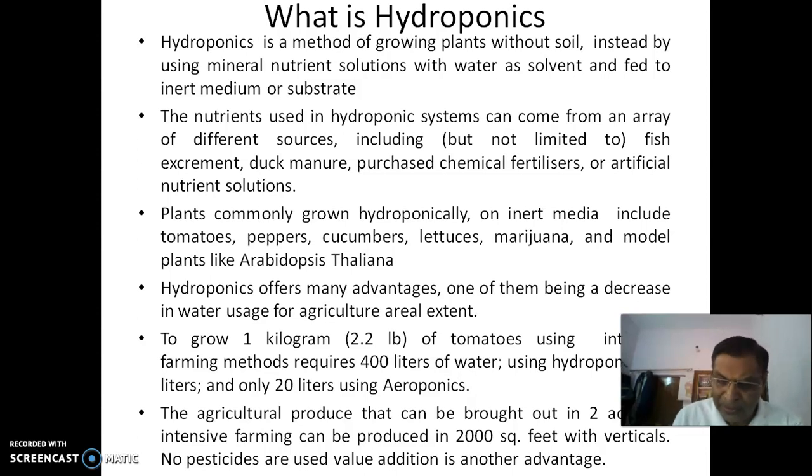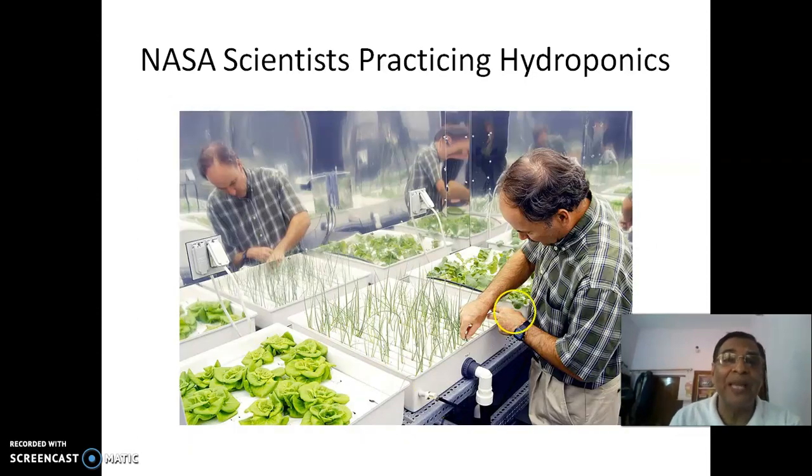So let us look further into hydroponics. You can see NASA scientists in one of the photographs taken by them growing plants. You can see here the water is the solvent for the solution. The solutions are fed to the plants with inert material as support, and plants can grow. In fact, let me share my experience. Plants can grow very nicely anywhere. For example, I went to a conference in Egypt, and we went for fieldwork to the Sahara Desert.